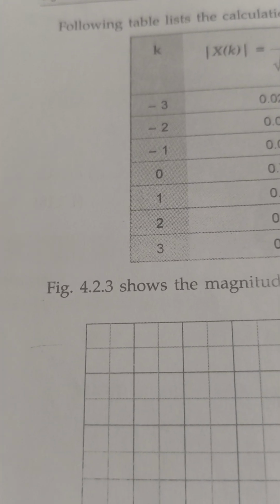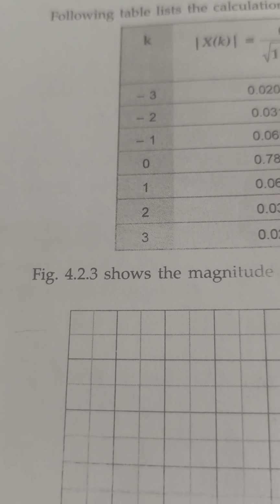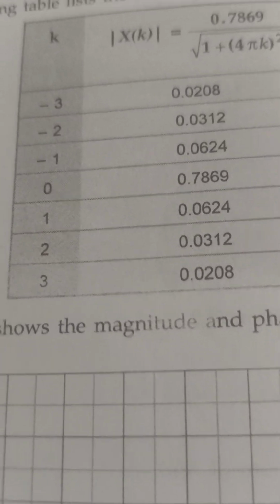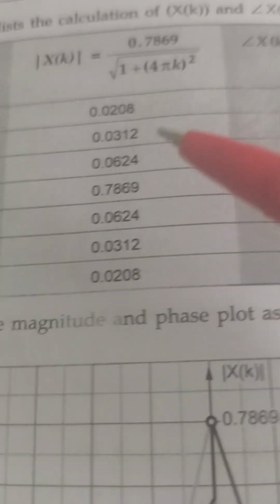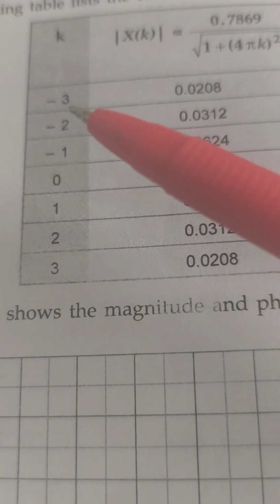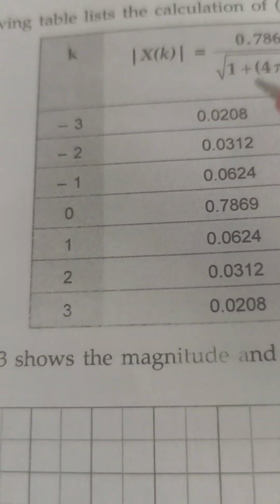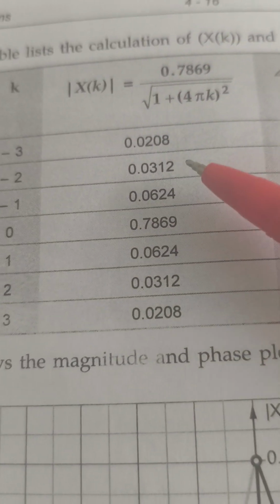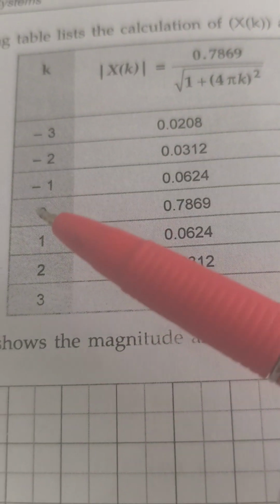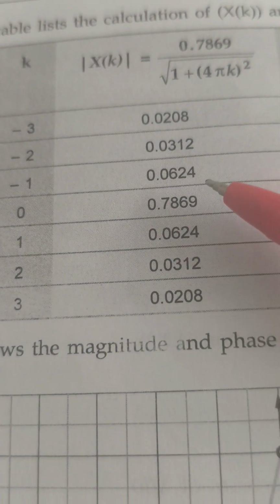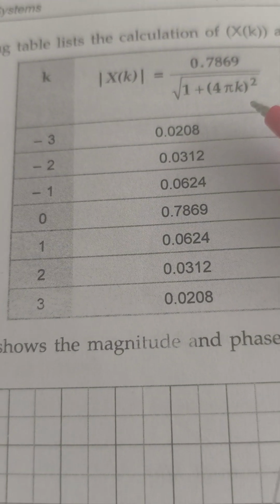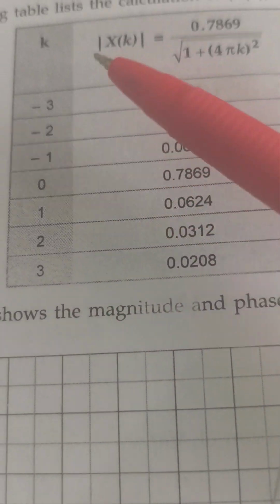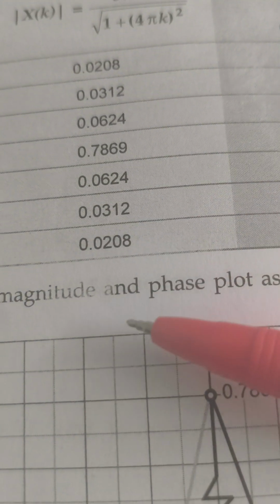For the values of k as minus 3, minus 2, minus 1, 0, 1, 2, 3, like this, from substituting the value of k here. Suppose in this expression I put the value of k as minus 3, we'll get some value. Putting k as minus 2, we'll get this value. Substituting k as minus 1, we'll get this value. Substituting k as 0, we'll get this value. Like this, as we go on substituting the values of k, we'll get these values.